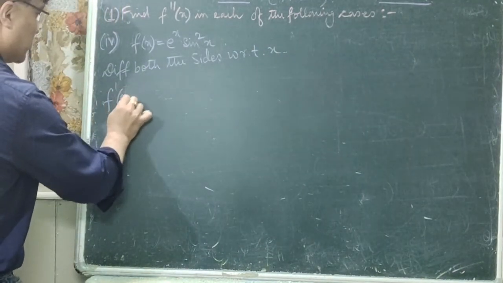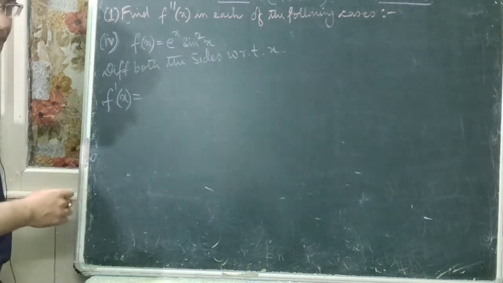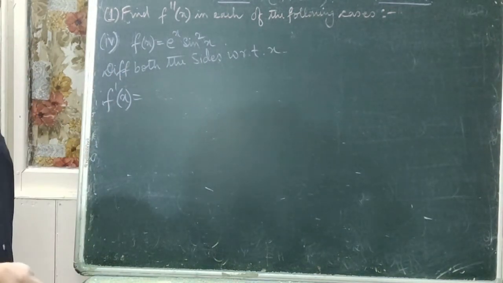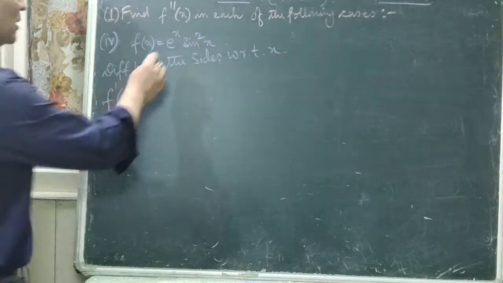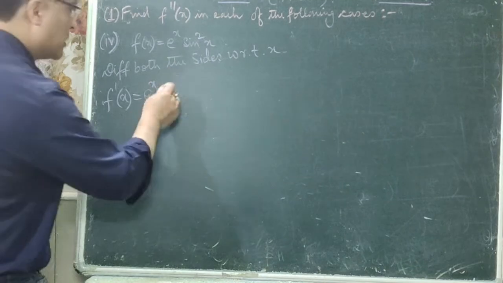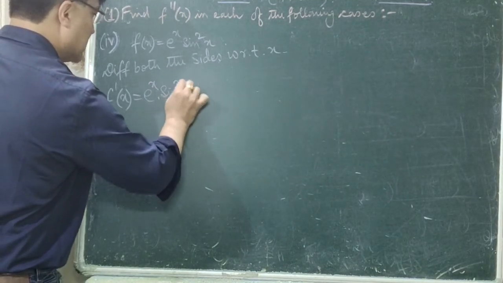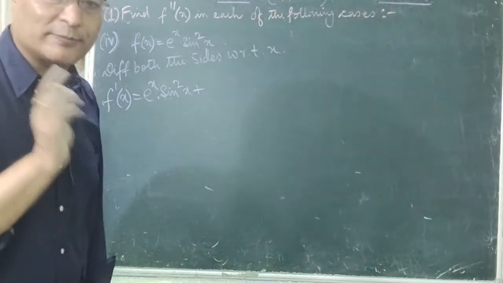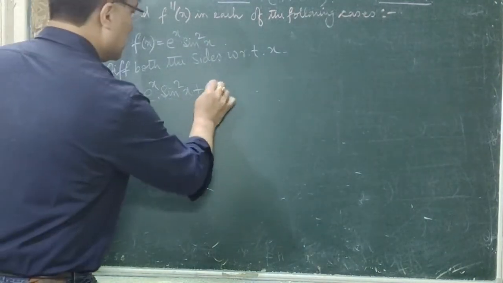So it becomes f dash of x is equal to, you can use UV rule. Now differentiate one, keep the other the same. You know UV rule, isn't it? So e to the power x, what is its differentiation? E to the power x. Keep the second term as it is, sin square x, plus, again keep the first term as it is, that is e to the power x.